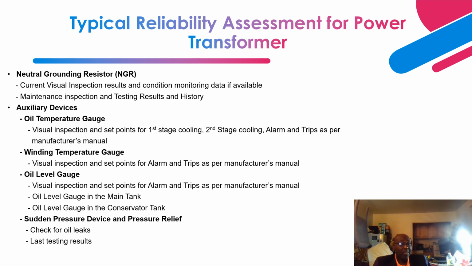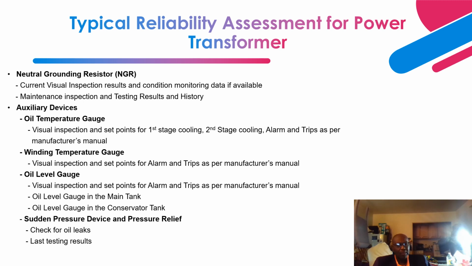Next is the auxiliary devices, right? For a power transformer, you have auxiliary devices that are mounted all over the periphery of the power transformer. So you have an oil temperature gauge, or oil temperature indication. What you need to do is perform a visual inspection of it. In performing the visual inspection, on the glass of the oil temperature indicator, you want to make sure that the readings are legible.